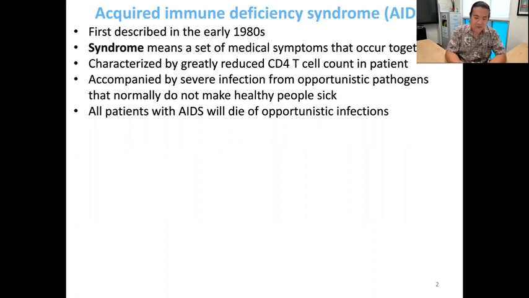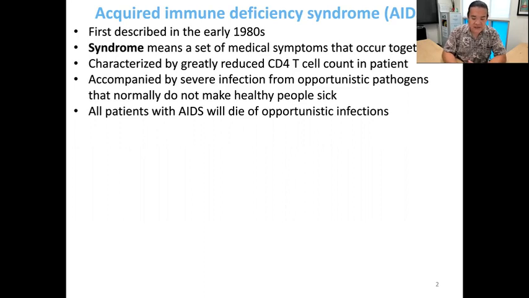So syndrome, what is meant by syndrome? Syndrome means a set of different medical symptoms that might normally not be necessarily related to each other, but they occur together, right? And collectively, they all sort of describe different possible manifestations of a particular, in this case, set of immunodeficiencies. And so we call it a syndrome.